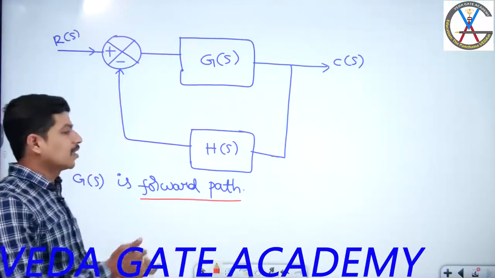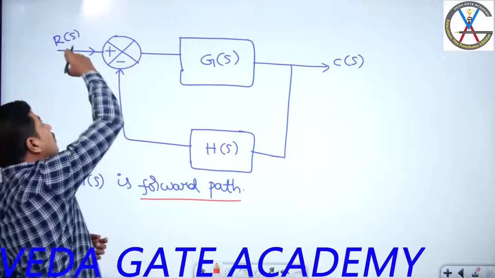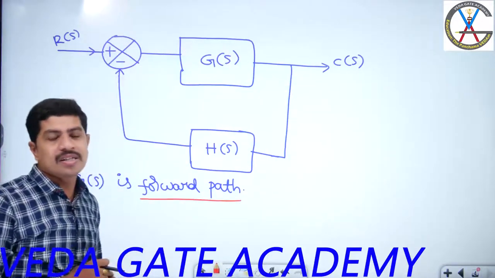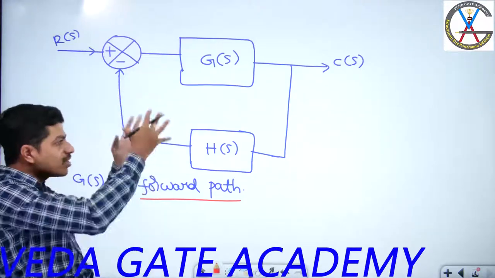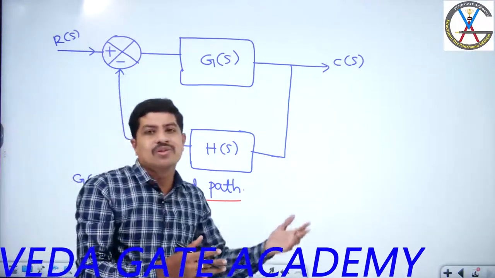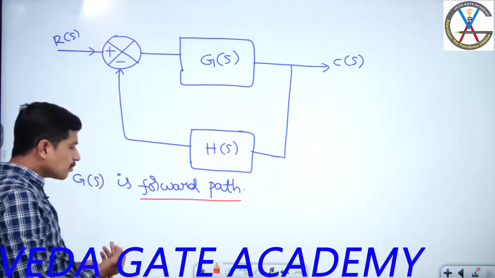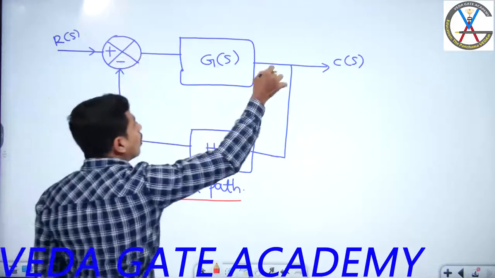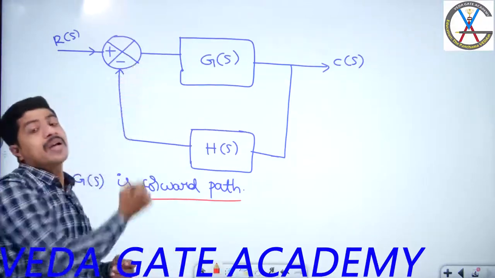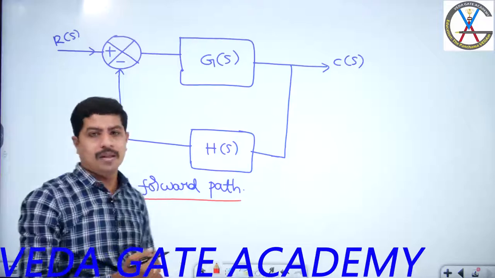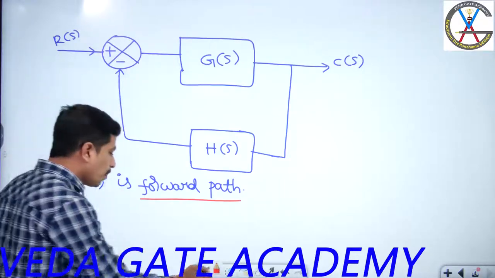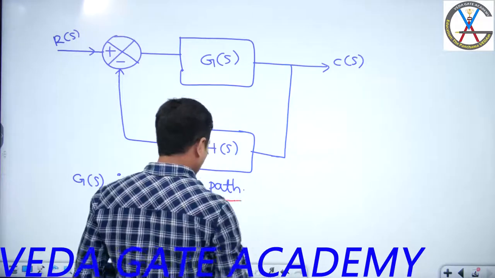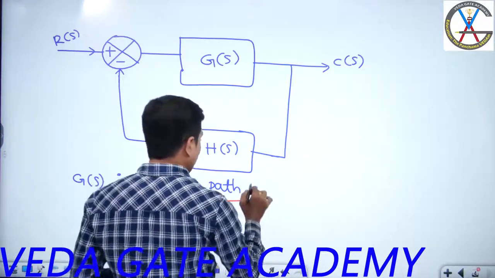Now, forward path is the path taken from input to output. Yes, this is the path taken from input to output. In that path, we are not touching any part of this diagram or this system more than once. Some people will say, sir, I'll go like this, I'll come like this, again I'll go. We are touching that G of S and this comparator once again. Therefore, that is no more a forward path. Okay. G of S is the forward path transfer function. Let me write it completely.